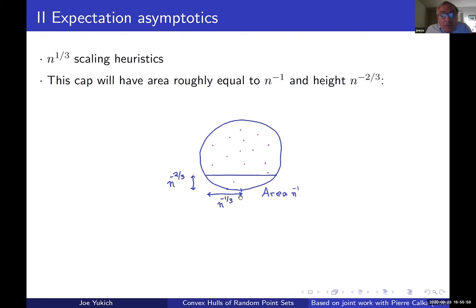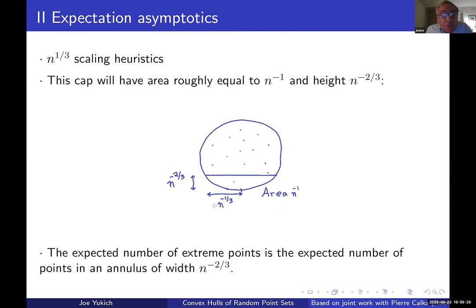This cap having area 1/n means that the radius of the cap should be on the order of n to the minus 1/3, whereas the height would be of order n to the minus 2/3. And that's because near the South Pole here, the graph of the circle looks like y equals x squared over 2. So the behavior of the circle is parabolic, which explains why we would need a radius of n to the minus 1/3 and a height of n to the minus 2/3 in order to come up with an area of 1/n.